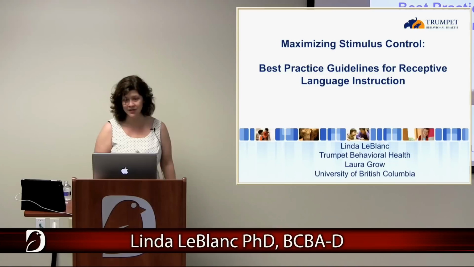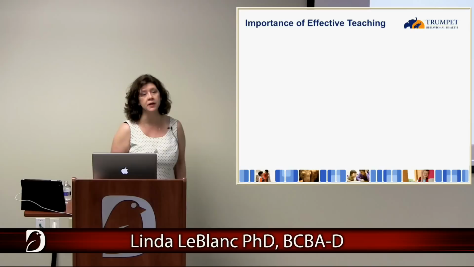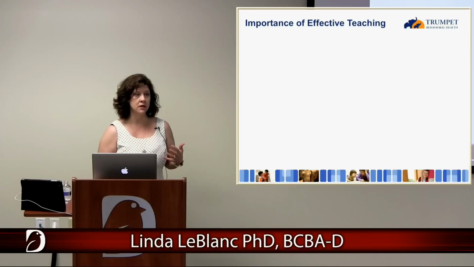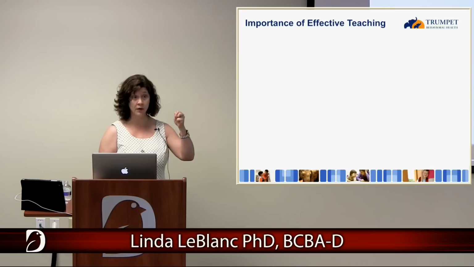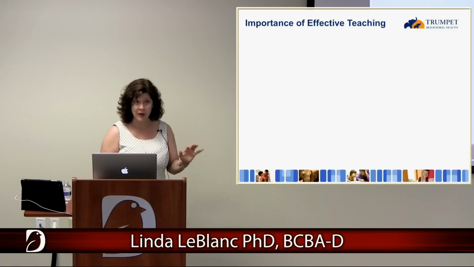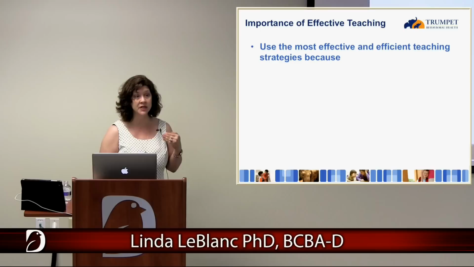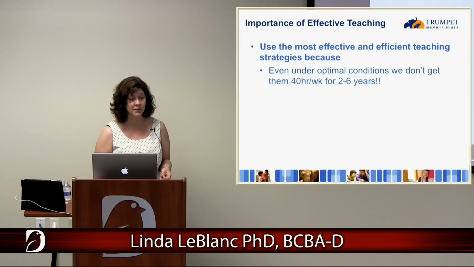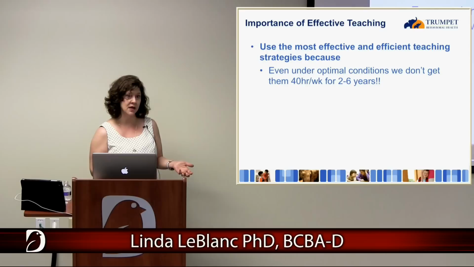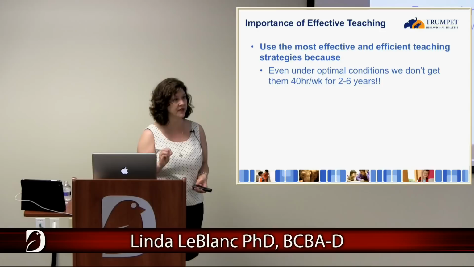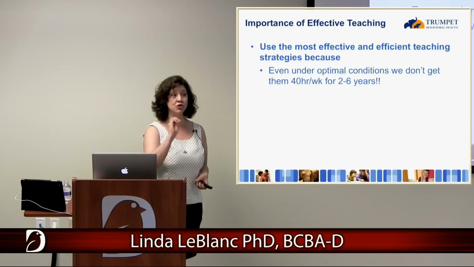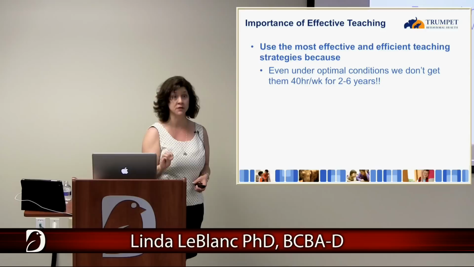Okay, so let's talk a little bit about why this topic is important. The specific procedures of what we do are quite precise, and it is easy to do it not quite right, and difficult to do it exactly right. But the differences between a program that's not quite right and a program that is exactly right translate into substantial change for our consumers. So we have to view it as our responsibility to use the most effective and efficient teaching strategies, because our original literature on the effectiveness of ABA with children with autism was based on 40 hours a week for 2 to 6 years at young ages. And even under optimal conditions, we typically do not get that volume of services. So that means we have to use what our science has taught us about how to do more with less in order to produce those same transformative results with fewer hours per week.